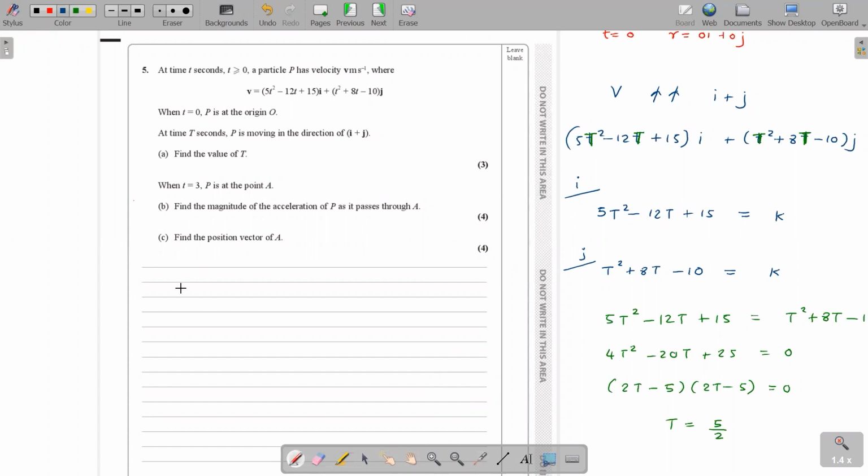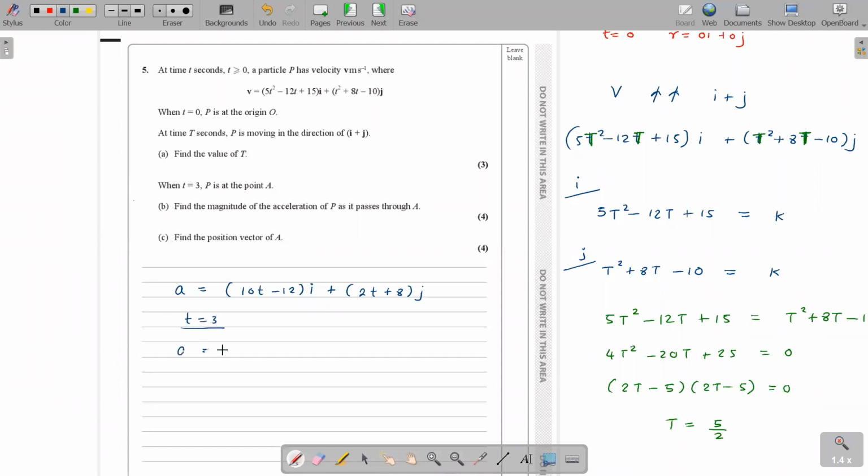So what do we get here? Differentiate the velocity: 5t square minus 12t plus 15. When you differentiate, we get 10t minus 12, and that's the i coefficient. The j coefficient would be 2t plus 8 with j. So then we got the acceleration vector. So now input t as 3.